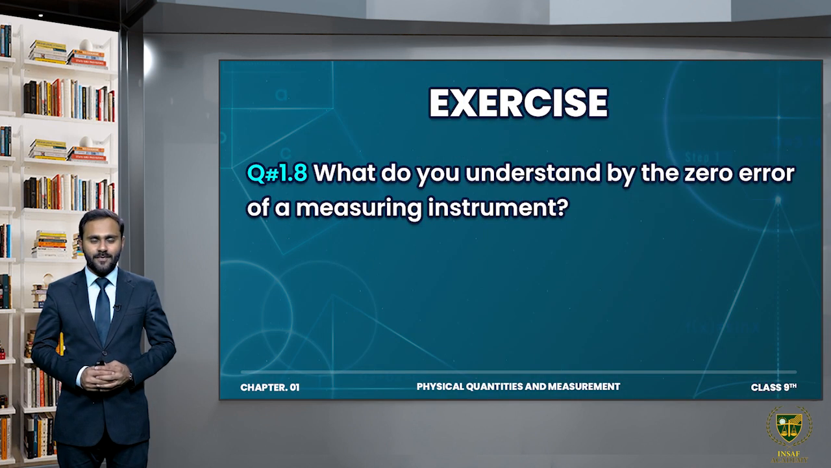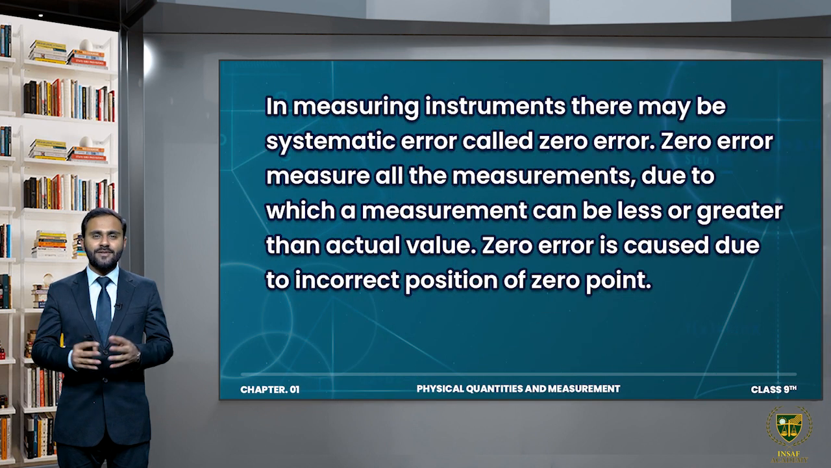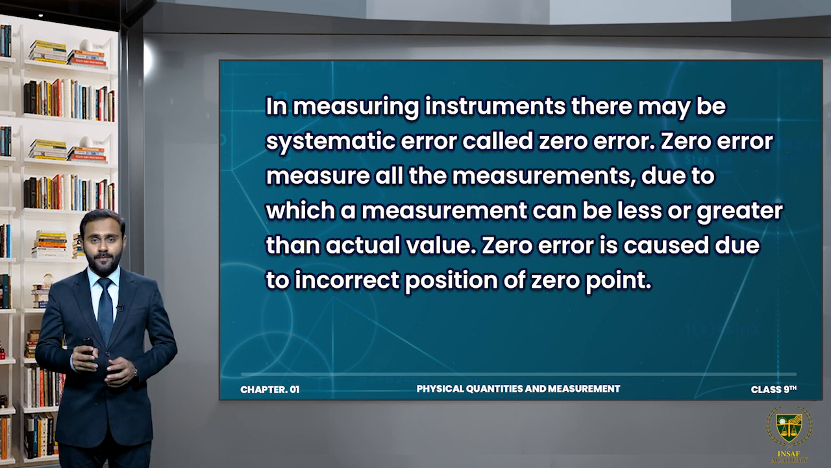Question number 1.8. What do you understand by the zero error of a measuring instrument? So kisi bhi instrument mein jo systematic error hota hai use hum kehte hain zero error, and that zero error influences all the measurements. तो इससे आपकी measurement कभी भी accurate नहीं आती. So we can write the answer as: in a measuring instrument there may be a systematic error called zero error. And zero error influences all the measurements, due to which a measurement can be less or greater than the actual value. And zero error is caused due to incorrect position of zero point.